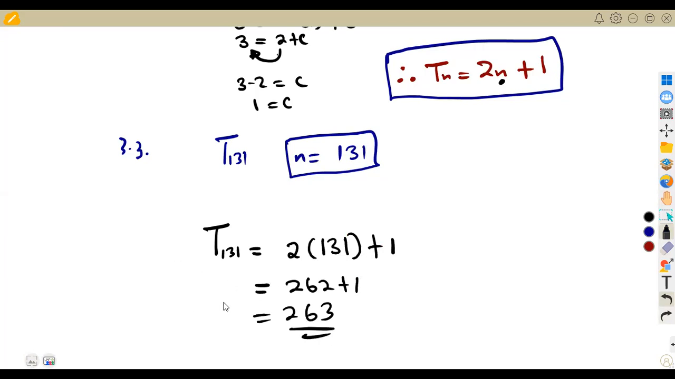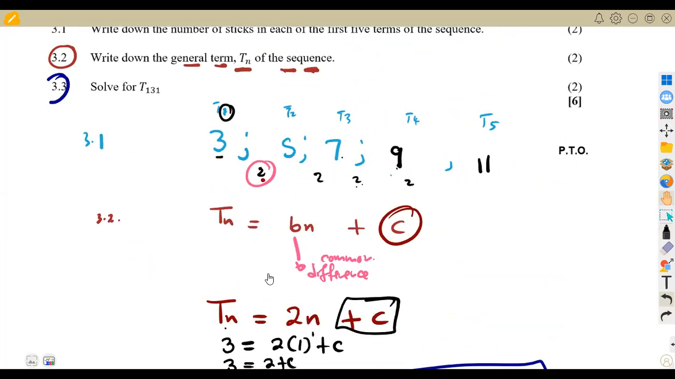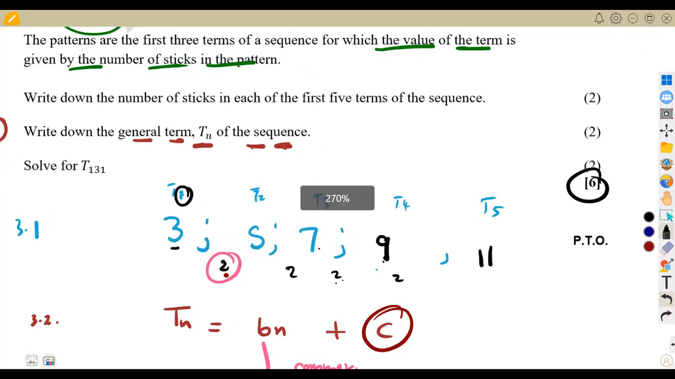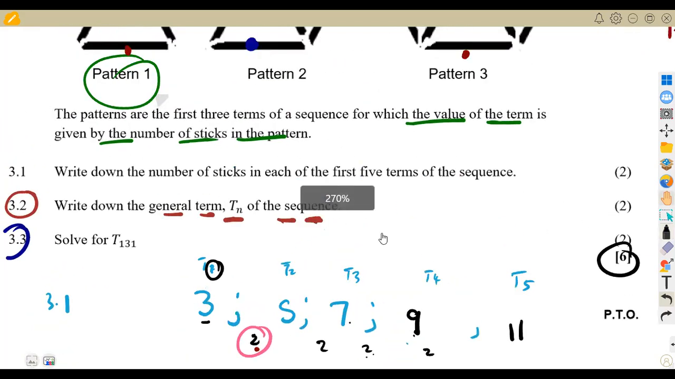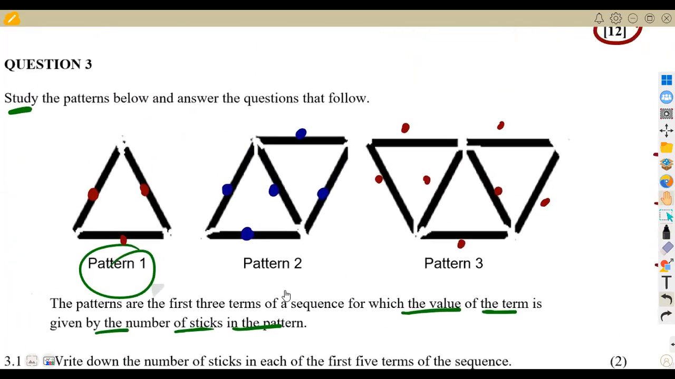So that is our T131. When n is equal to 131, what is the value of T131? That was our question here. Question number 3, as you can see, was just 6 marks for the number patterns, which is considering our sequence and so forth. So guys, just revise as much as you can.